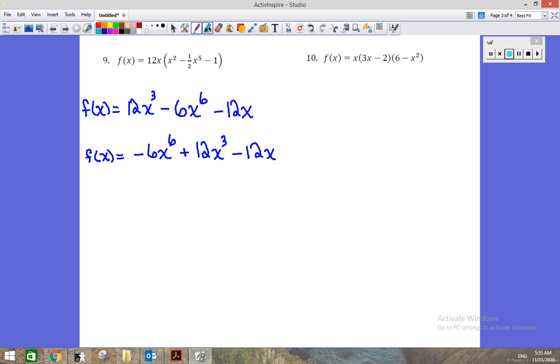So the information that we want is in this leading term. The degree is 6. The leading coefficient is negative 6.